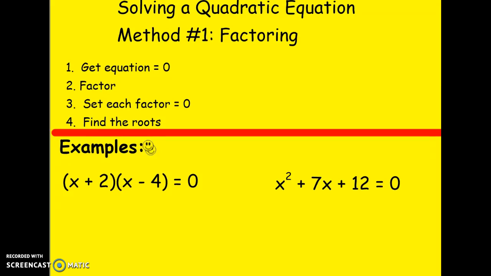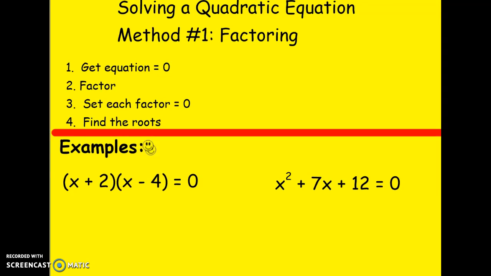Good. So there are a few different methods. Today we're just going to stick with factoring. We're going to factor the quadratic if needed. We're going to set each factor equal to 0, solve the little mini parentheses, and we're going to get the roots. The roots are the same thing as the answers, the solutions, the zeros. They all mean the same thing.